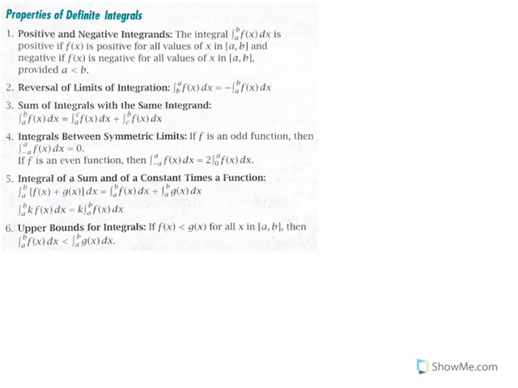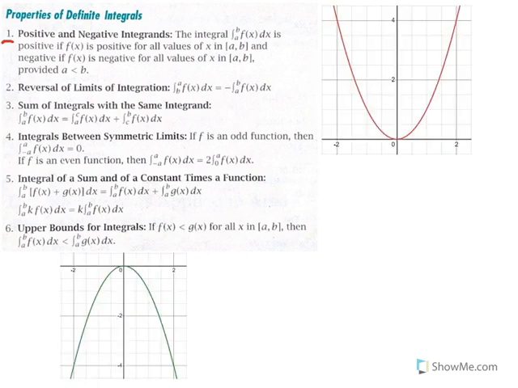These are the 6 properties of definite integrals that we'd like to go over in our lesson for today. And we'd like to begin with the first one, positive and negative integrands. Here's what you need to understand. Let's take a look at A in the upper right corner and B in the lower left corner.